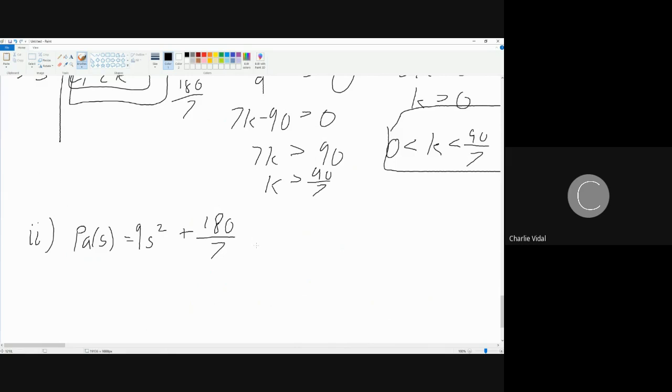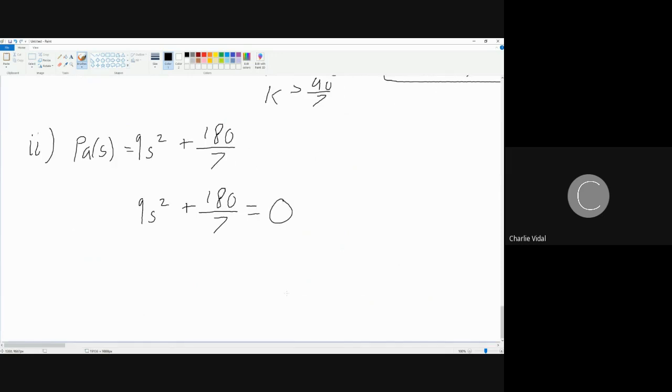So we're gonna paste this again, and we're just gonna set it equal to 0. And I'm starting to think now that I didn't have to write PA of S, but it's whatever. We're gonna set that equal to 0. Now we're gonna take out... this is a little bit complicated, right? What you can do is take out the 9. So if you take out the 9, this just becomes s squared, and this becomes 20 over 7. 20 times 9 is 180. Right?